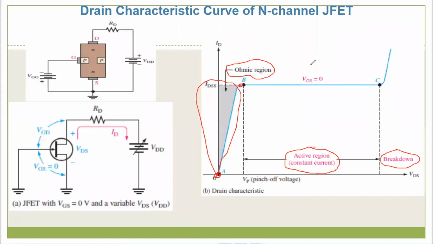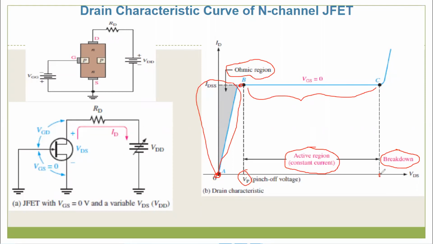And what about the active region? Active region is the one where the ID current will be constant. After the pinch off voltage, IDSS or ID current will be constant. That region of operation of JFET, we call it as active region of operation.